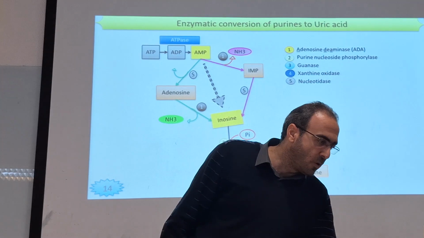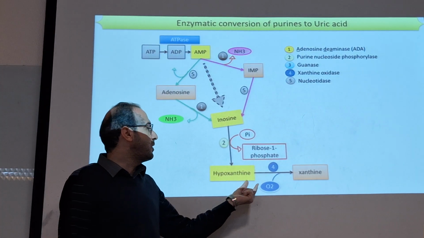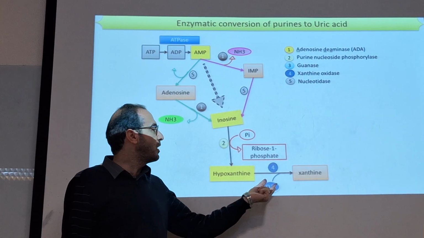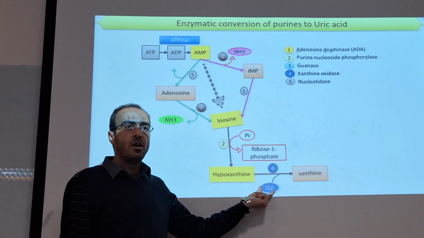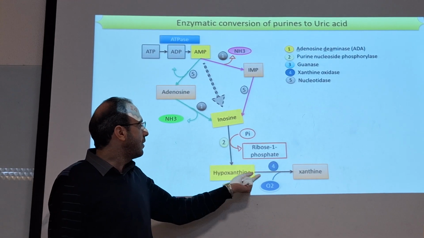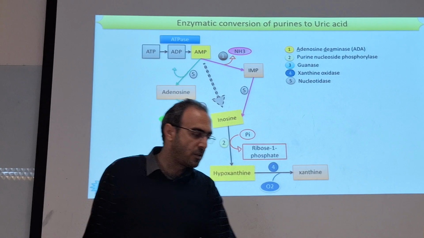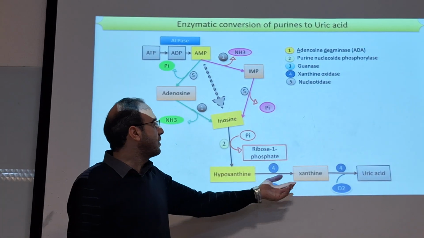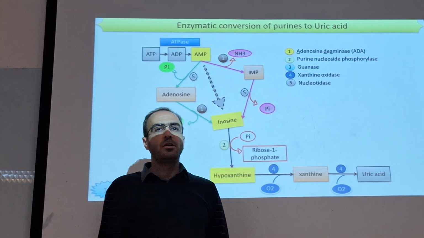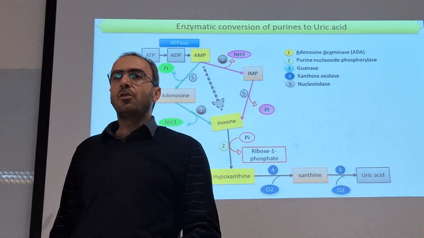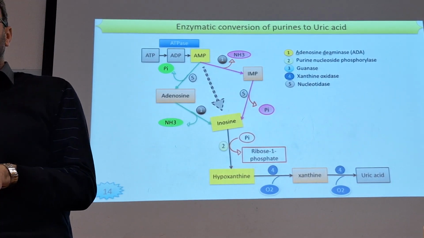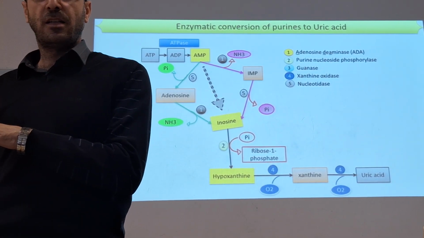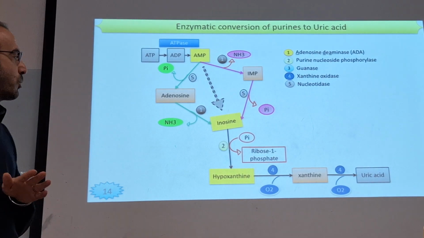So the next step, what happens? Hypoxanthine is converted to xanthine by the enzyme xanthine oxidase. Then again, xanthine oxidase converts xanthine to uric acid. Yesterday I told you about xanthine oxidase. Yes, it belongs to the oxidase group, and uric acid is produced.